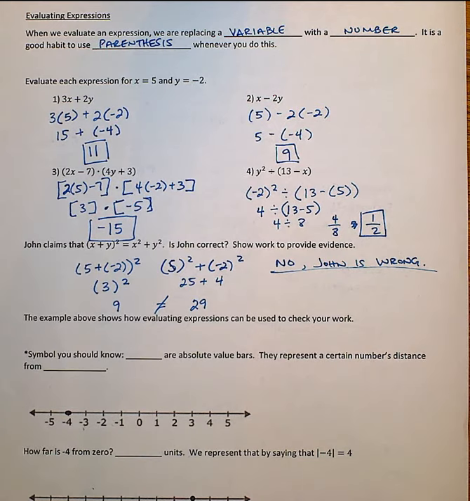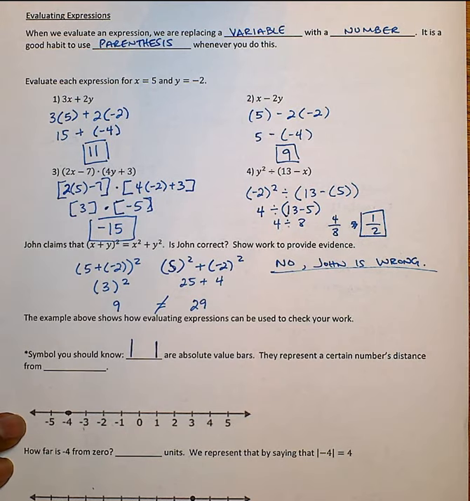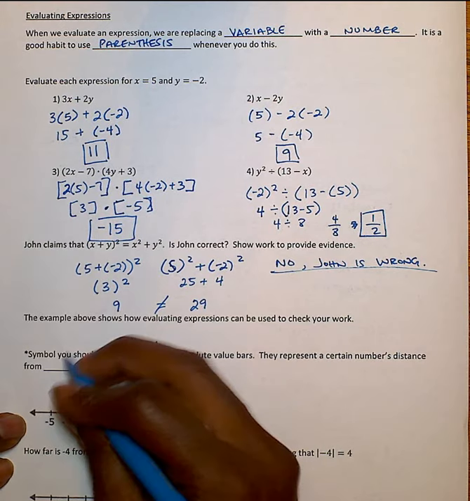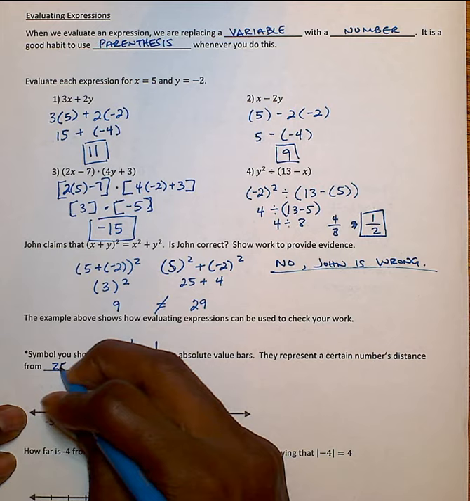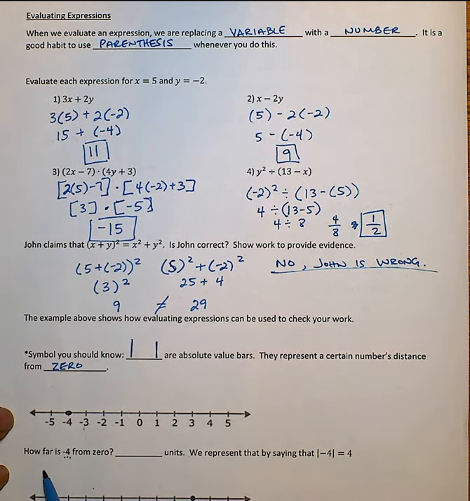If we plug in our values, then we can see that maybe what we thought worked out doesn't actually work out. Okay, here's some symbols you should know. These are called absolute value brackets, and they represent a certain number's distance from 0. You'll see these a few times. We'll revisit these later in the year. But you should have a basic understanding here.